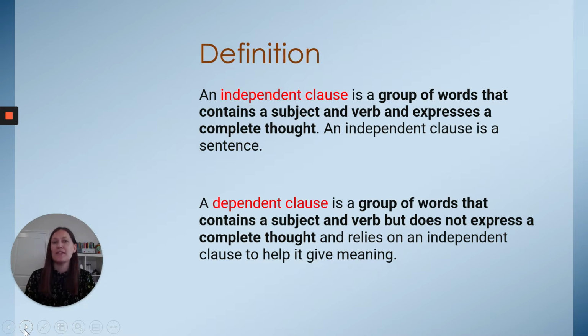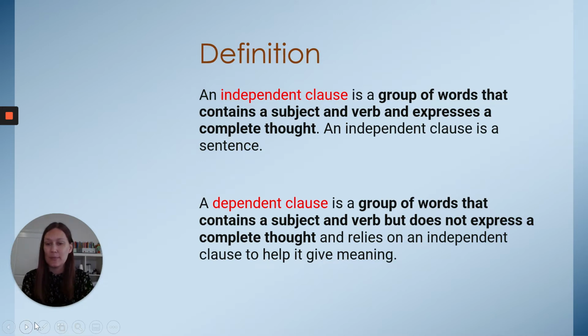Now, sometimes I see students writing independent clauses and punctuating them well, and sometimes I see students writing dependent clauses and punctuating them as if they are independent clauses. What we want to do is put both of them together to create more interesting sentences overall, creating complex sentences. And we'll talk about the punctuation for those in future weeks. But first, we need to understand what the clauses look like in practice.